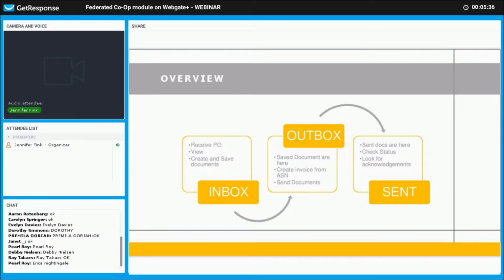Just like Microsoft Outlook, your saved transactions will be in your Outbox, and you will be sending them through there. Your Sent box will have all the invoices, all the ASNs, and any documents that you have created and sent, along with their status. So it's very similar to MX Client in that sense, as you will see very shortly.